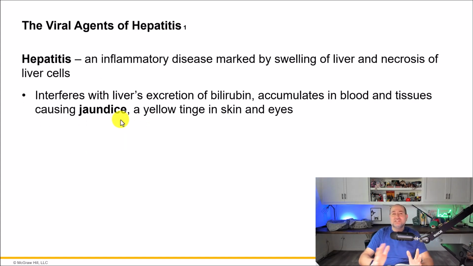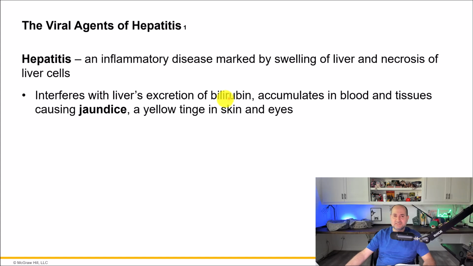All right, moving on from the herpes viruses, let's talk about hepatitis viruses. Hepatitis refers to the inflammation of the liver and necrosis or death of the liver cells. So damage to the liver interferes with the liver's excretion of bilirubin. Normally, the liver's job is to take care of this bilirubin, which is a byproduct of broken down red blood cells. It's a yellow product.